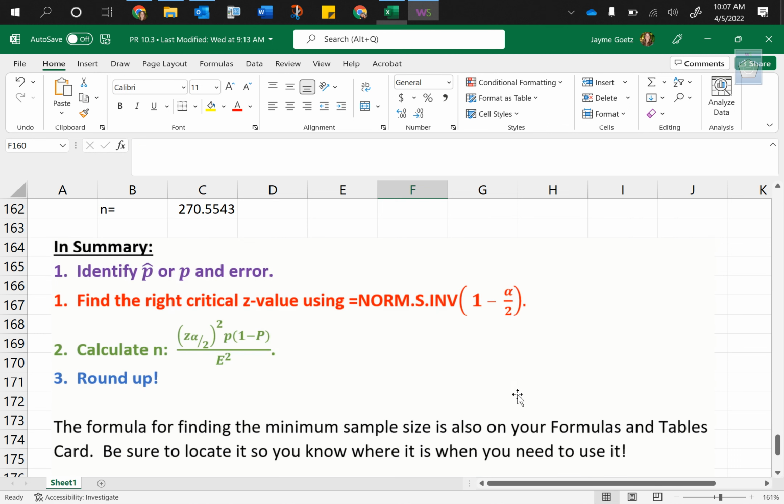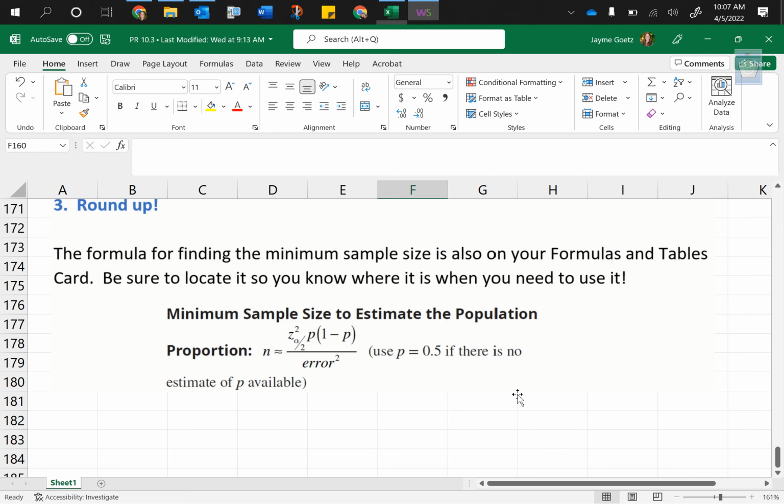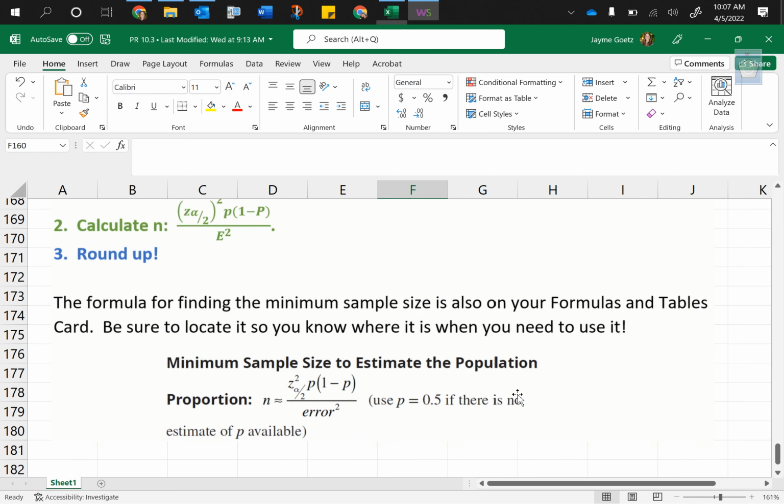All right, so in conclusion, we have a summary here. Identify your p hat and your error. Find the z-value. Calculate your n value, and then round up. The formulas are also on your formula sheet. Okay, that's what we got.